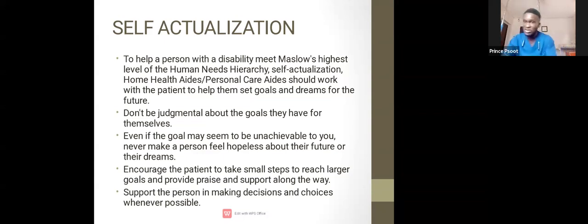Support them to make decisions, to make choices whenever possible. You don't make choices for them. You only support them to make choices, especially when you feel like the choice they're making is not going to be the best option for them. You advise. You don't coerce them. You don't force them. You allow them to make decisions and support them when necessary.